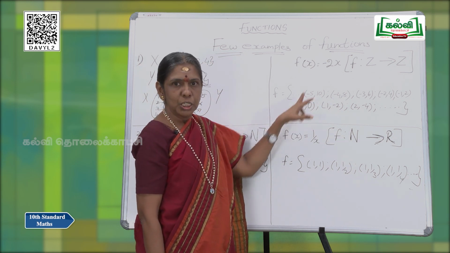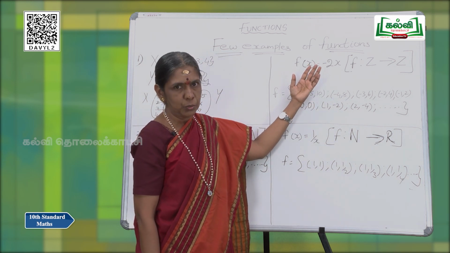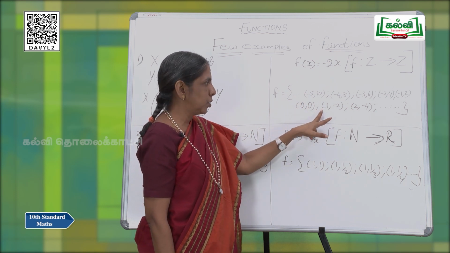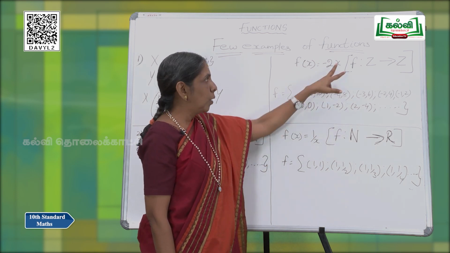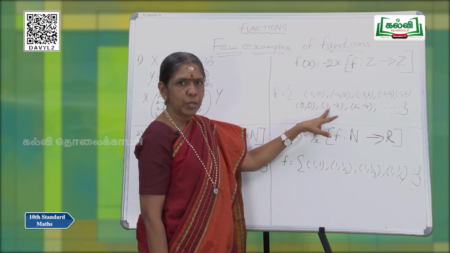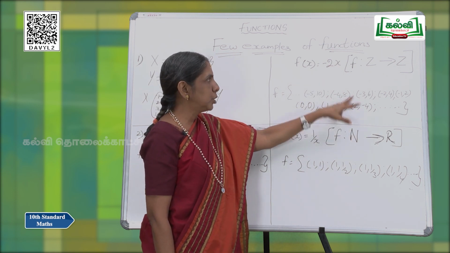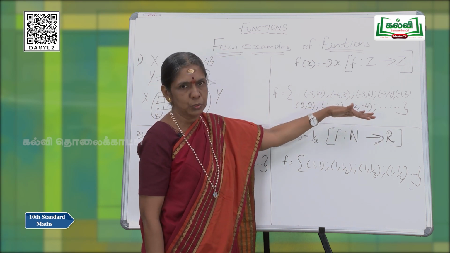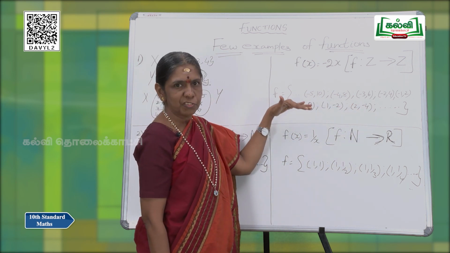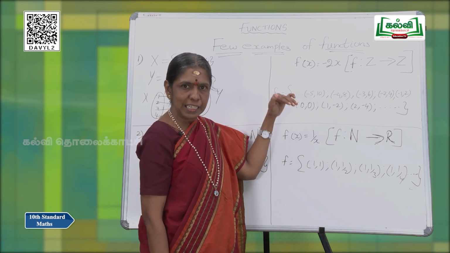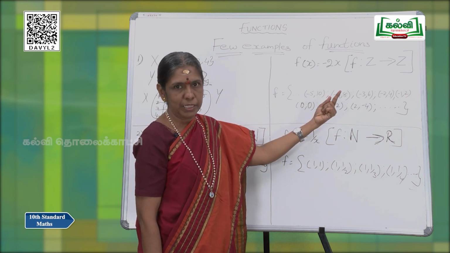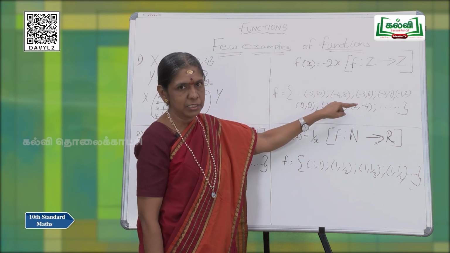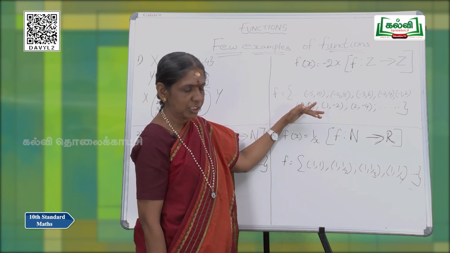What about 0? 0 into any number is 0. So, minus 2 into 0 is 0. So, 0 comma 0 is another ordered pair. Then 1. 1 into minus 2 is minus 2. 1 comma minus 2. Then if you take 2, 2 into minus 2 is minus 4, 2 comma minus 4, like that it goes on. So, this again is a function because every element has got an image in set y. Definitely the answer comes only in the set of integers. Therefore, this is also a function.